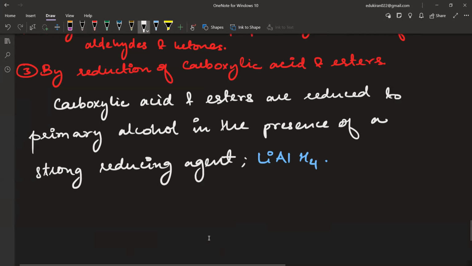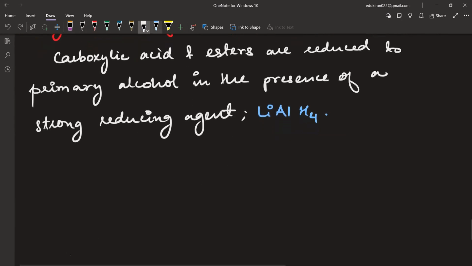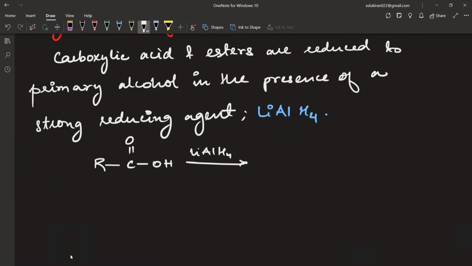We have RCOOH. The structure of RCOOH is something like this. I hope you guys know this: C double bond O, and then there is OH. We have lithium aluminium hydride in the first step. In the second step, we will add water, and we'll be getting RCH2OH.